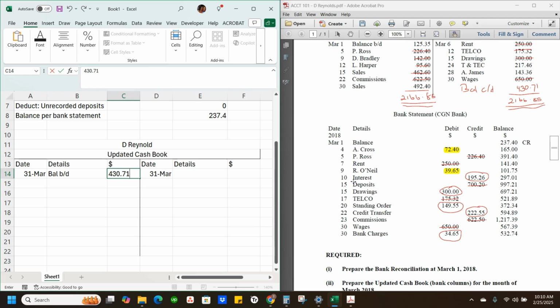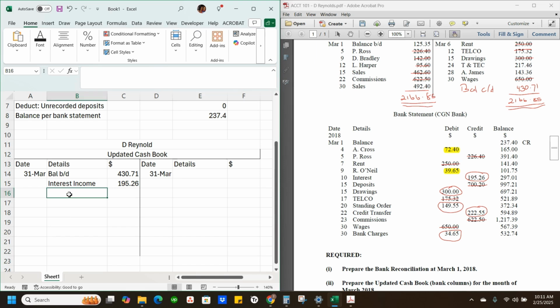So the first thing we have circled is that interest income for 195.26. Let's enter that detail. Interest. At this point, you can decide if you want to enter all the information on your credit side of your bank statement on the debit side of your cash book first, or if you want to enter all the information on the debit side on the credit side of your cash book, or if you just want to follow along and enter the details as you come across it. Just find a method that works for you. Okay, so I'm going to enter all the information on the credit side of the bank statement first that we have circled, then do the debit side, right?